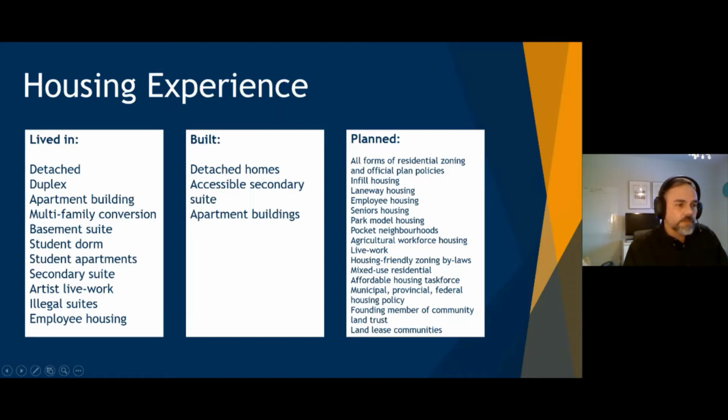In terms of other experience, I've also built homes, and on the professional end of things, I've worked in all forms of residential zoning and all that process and policy work, as well as a number of specialized housing projects, looking at mixed-use residential, being part of an affordable housing task force when I worked in Washington State, and looking at municipal and provincial housing policies. I also helped found a community land trust, which is very similar to the work I now do at Parkbridge, because the underlying approach is land lease, which is an inherently more attainable form of housing, which I'll get into shortly.